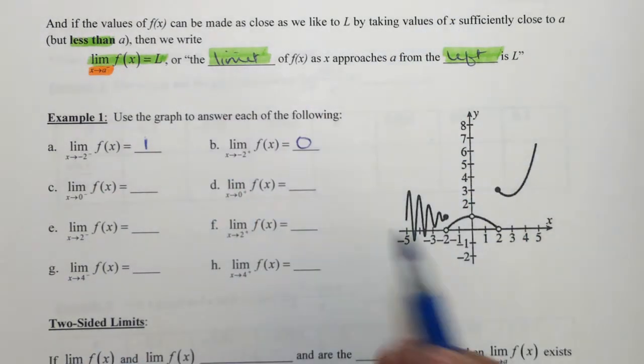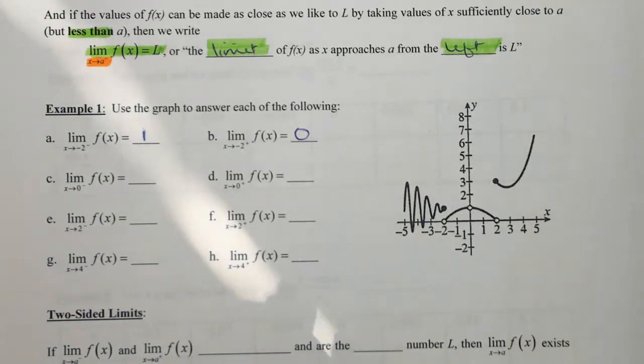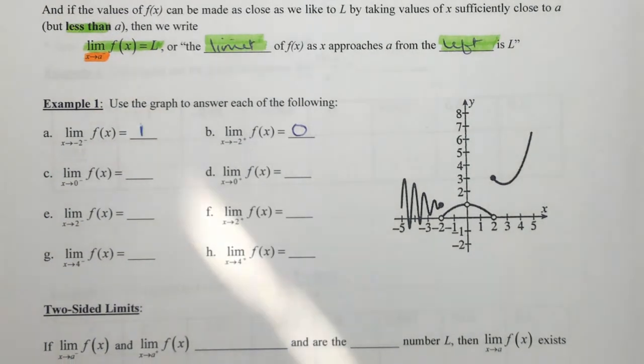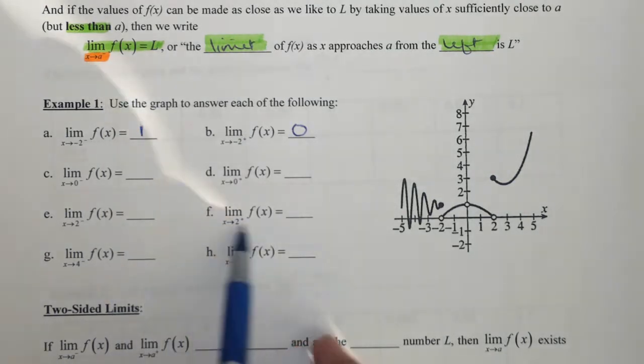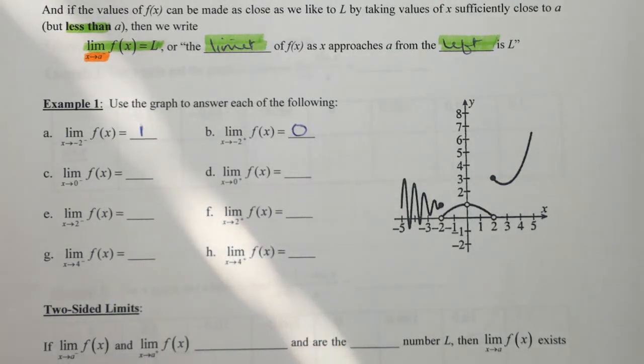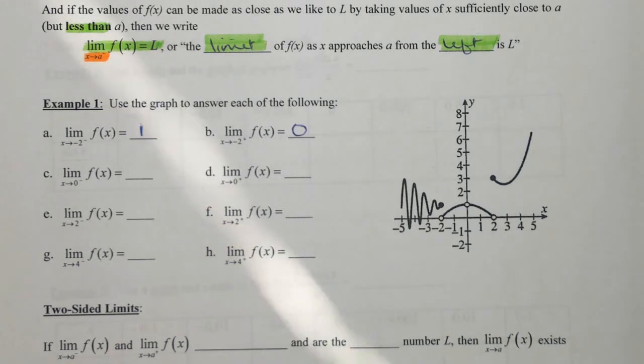All right, so what I want you to do right now, you can either do it in your groups or with your shoulder partner, talk about and evaluate these one-sided limits together or independently. It's really up to you. All right, so let's just quickly review what these answers are.